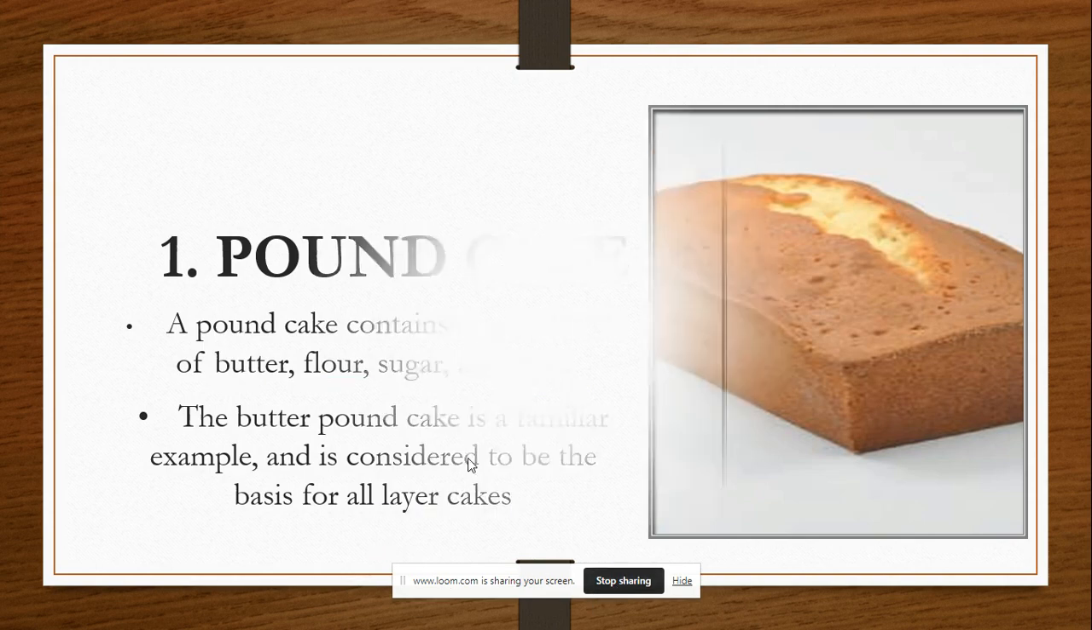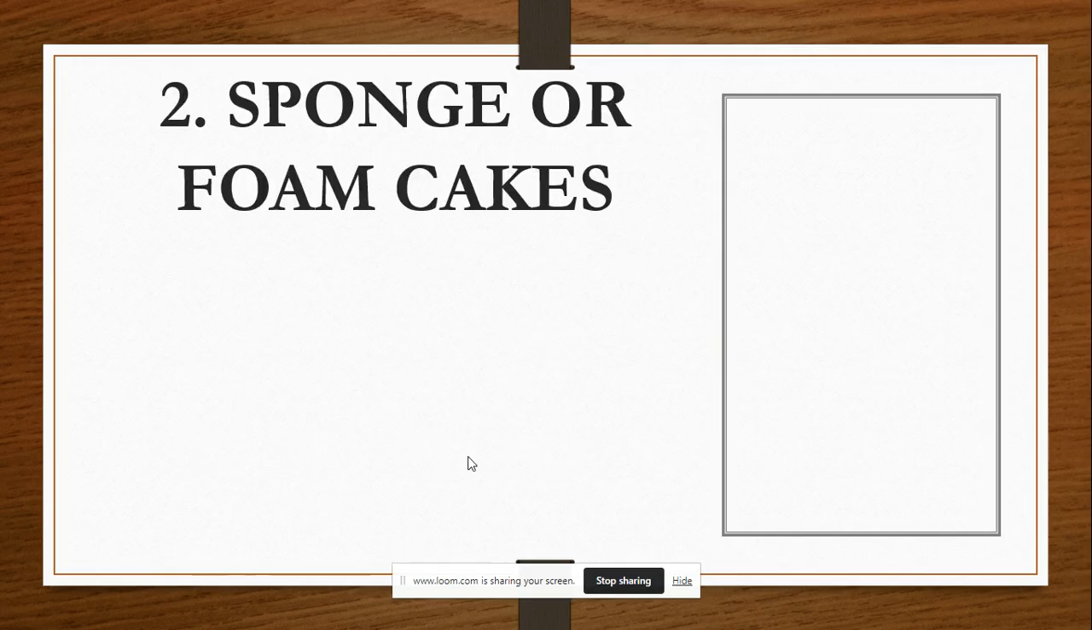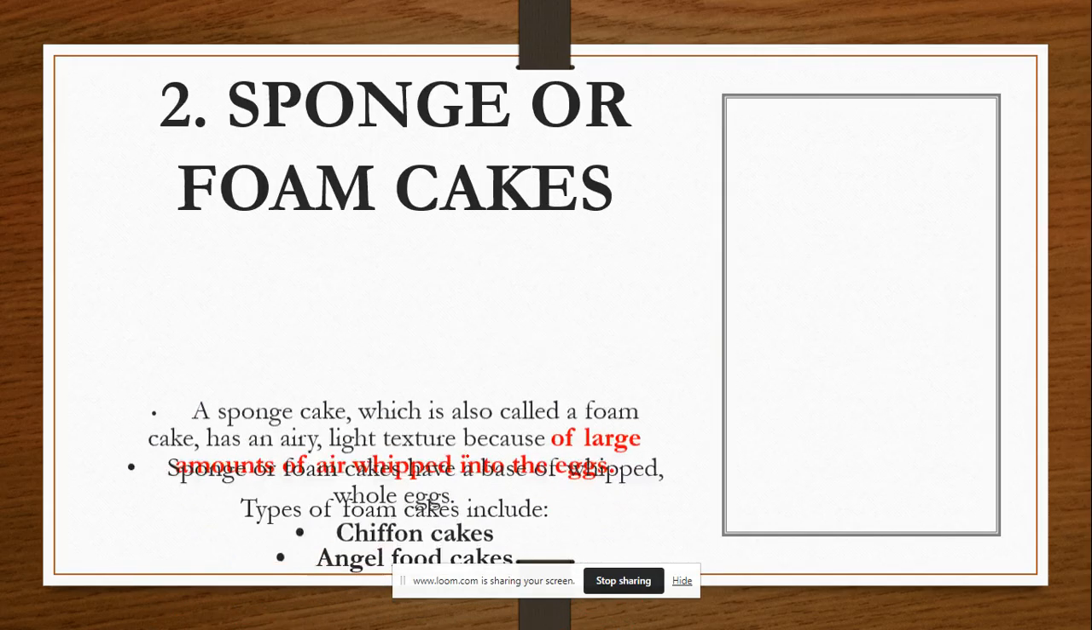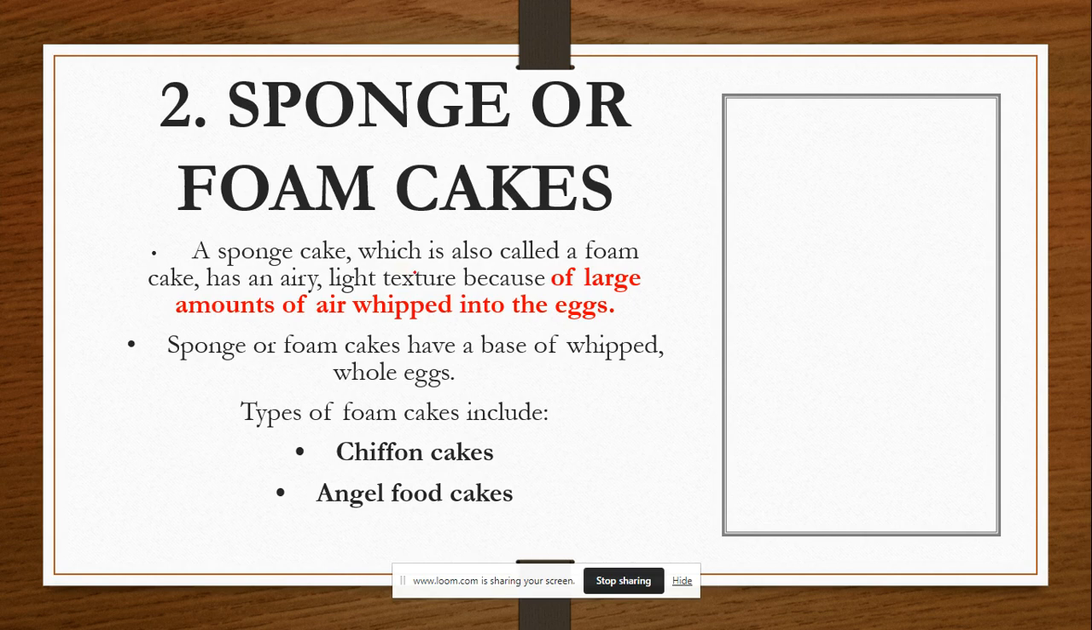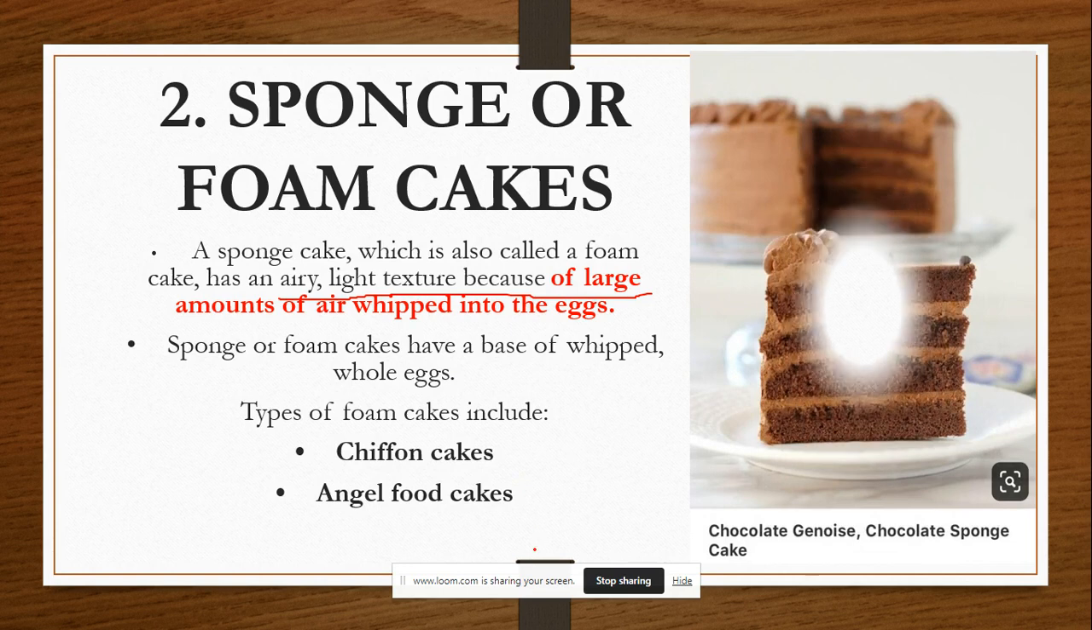So number two is sponge or foam cake. A sponge cake, which is called the foam cake, has an airy, light texture because of a large amount of air put into the eggs. So a sponge cake is made with a large amount of eggs along with the other ingredients. And types of foam cakes can be the chiffon cake and angel food cakes.